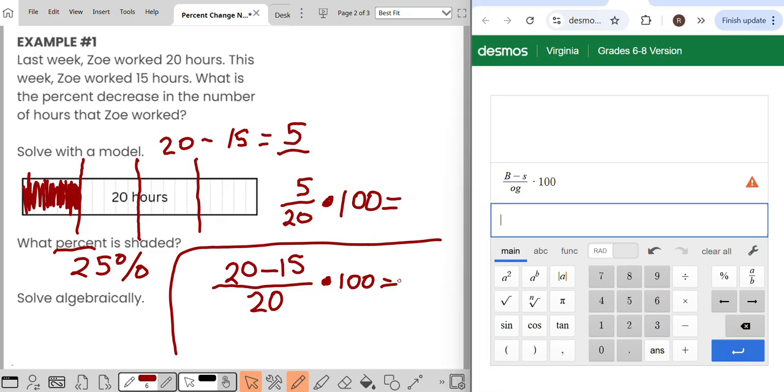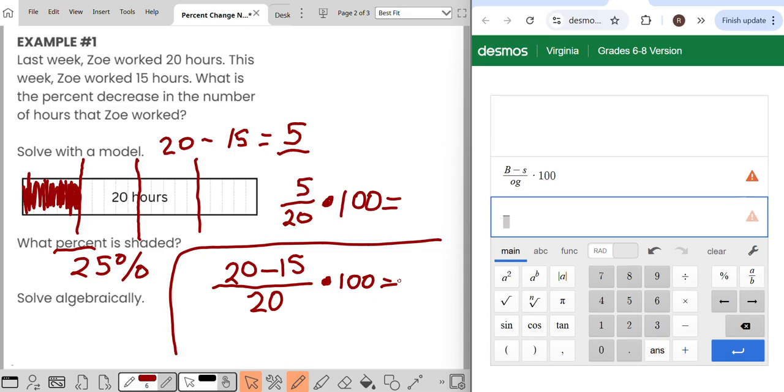So you can actually give values to these and say, you know, B equals, S equals, but I'm not going to do that. I'm actually going to just go ahead and type in the numbers. So again, I start with that. The biggest number was 20, and I'm going to subtract the smallest number, which was 15, and then I'm going to divide that, the difference, by what came first, the original number. Then, to make it a percent, I just multiply by 100, and my answer is 25%.